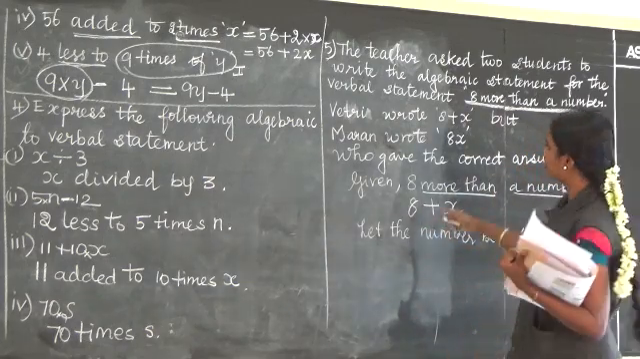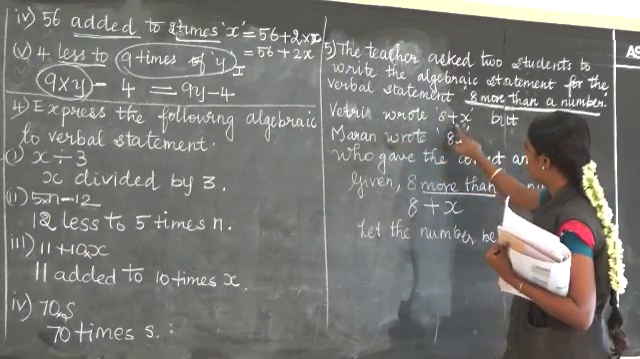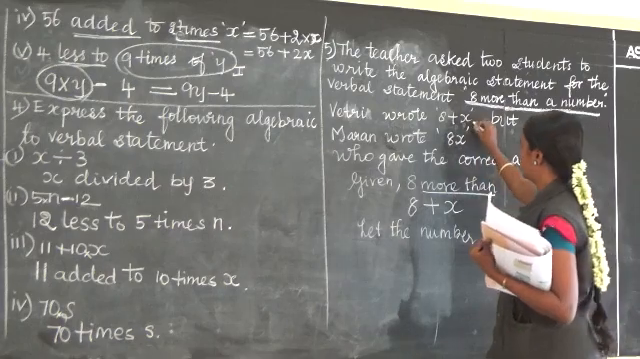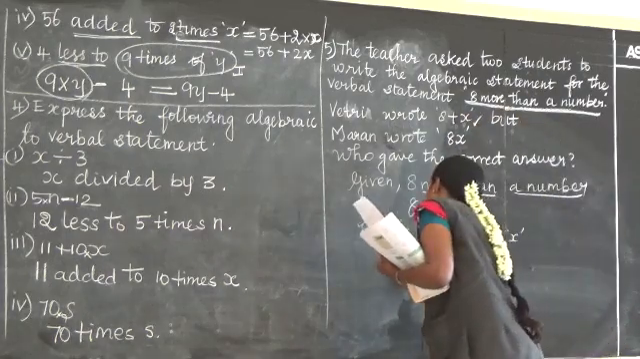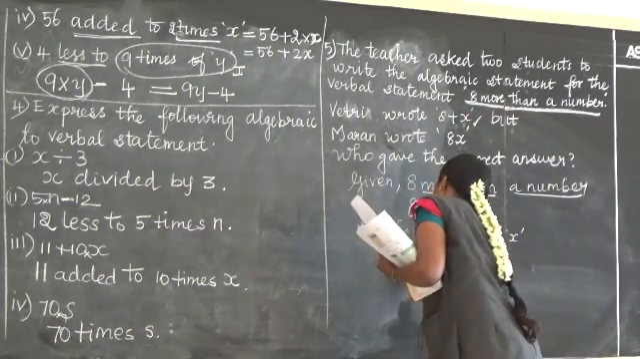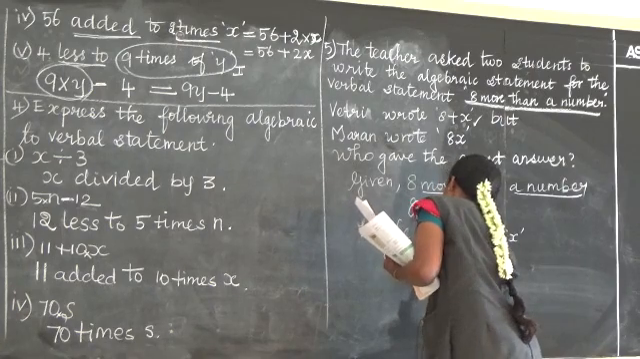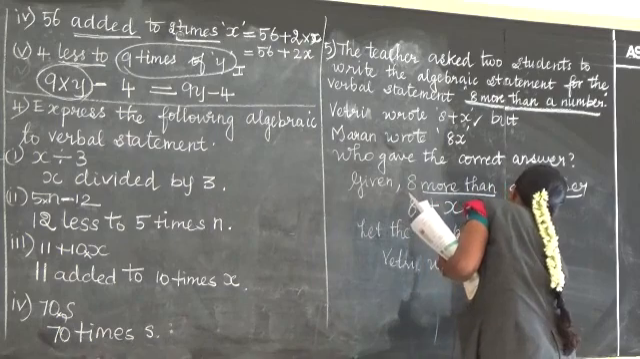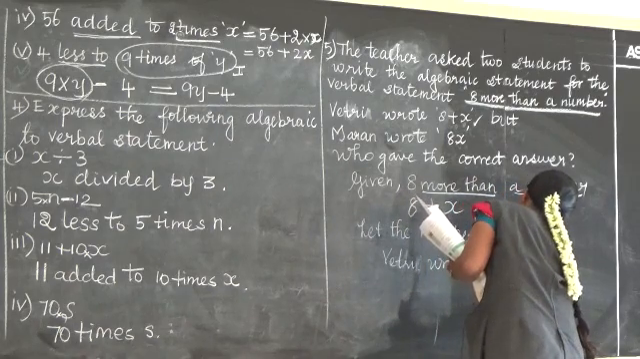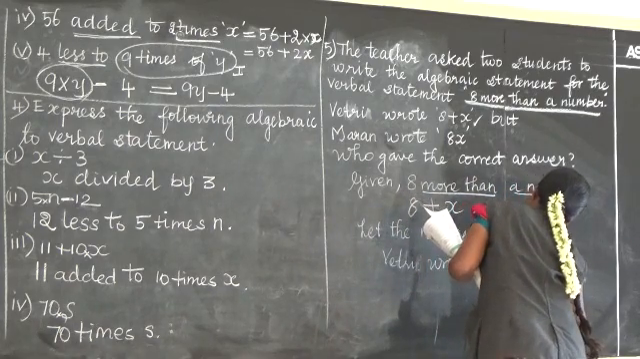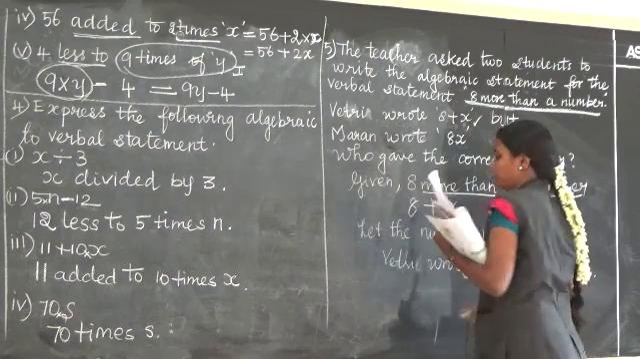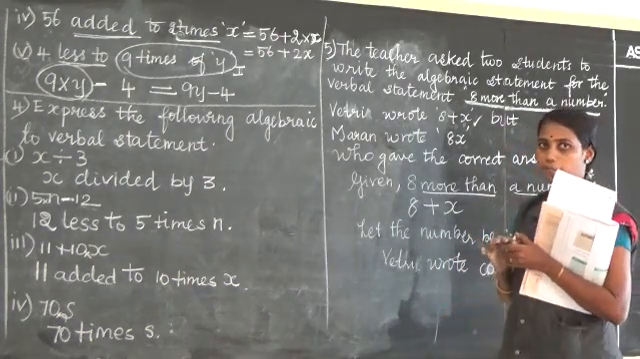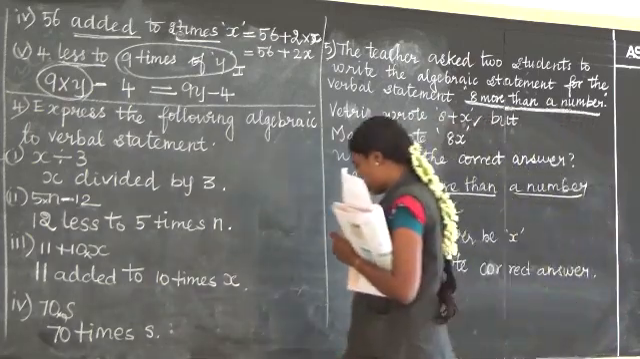Yes or no? So who gave the correct answer? Vetri wrote 8 plus x. Maran wrote 8x. Which is correct? Vetri's. So Vetri wrote correct answer. You are clear with this? Memorize the clue words. That is very important. We can go for the next problem.